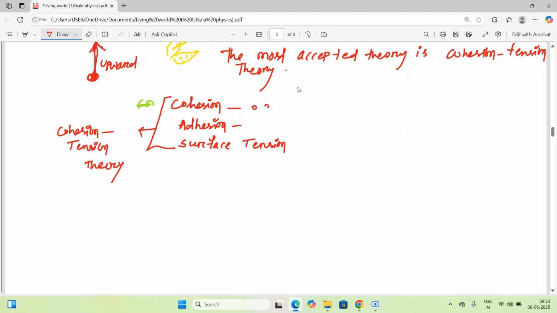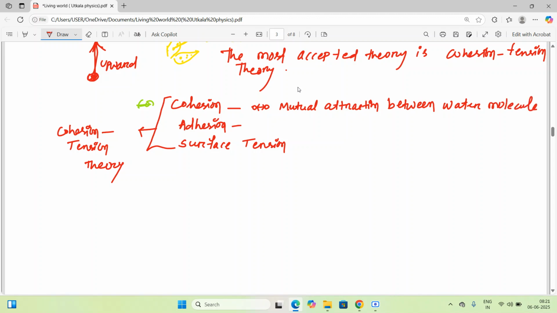Then cohesion is the mutual attraction between water molecules. This is the water molecule and this is the water molecule. The attraction between two water molecules is cohesion. Okay, the mutual attraction between water molecules.